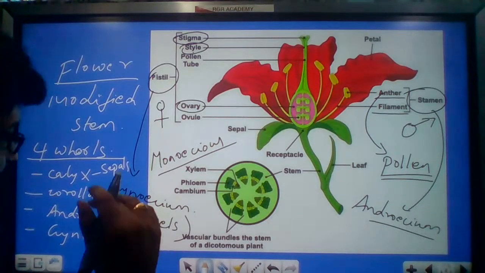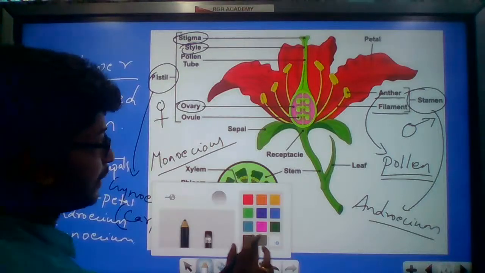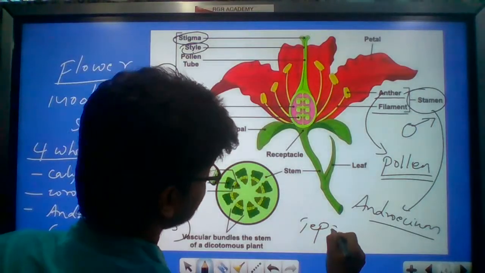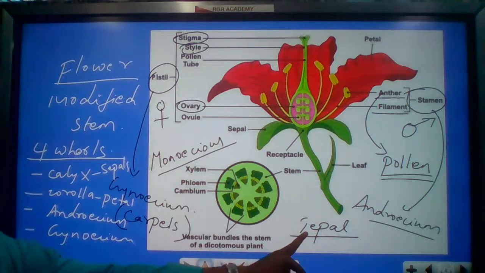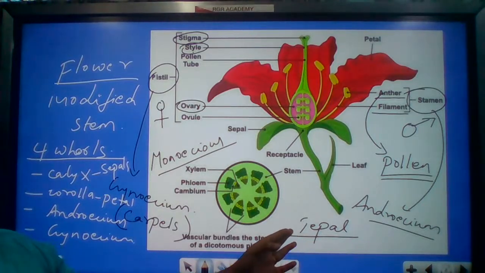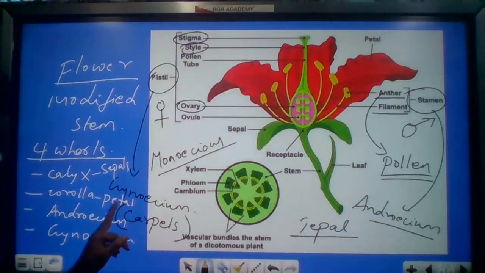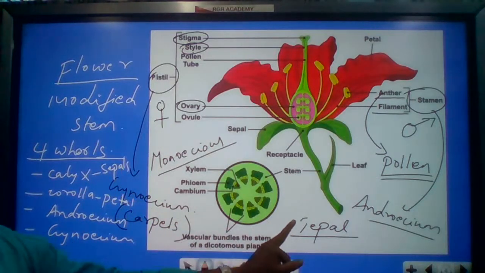And also you would have studied in that part something we call tepals. What do you mean by tepal? You know what is a sepal? You know what is a petal? What is a tepal? You would have studied about the tepal, right? Tepal is the fusion of the sepals and the petals together. This we call tepals actually.